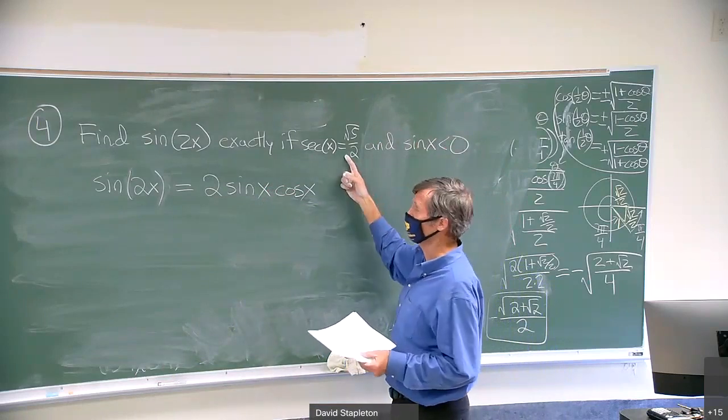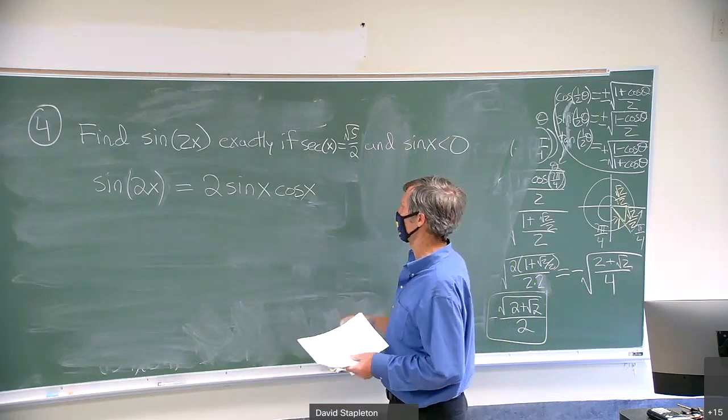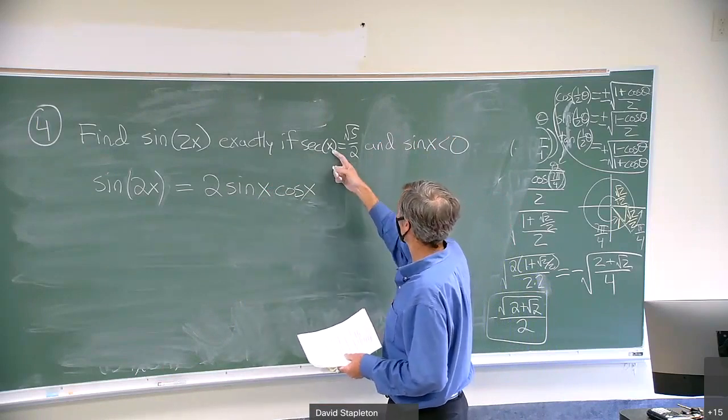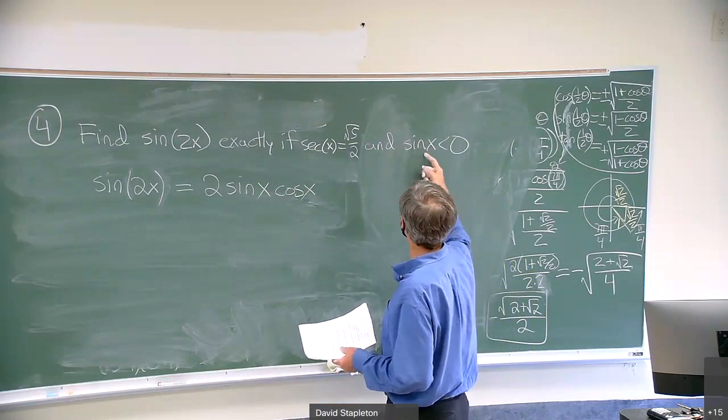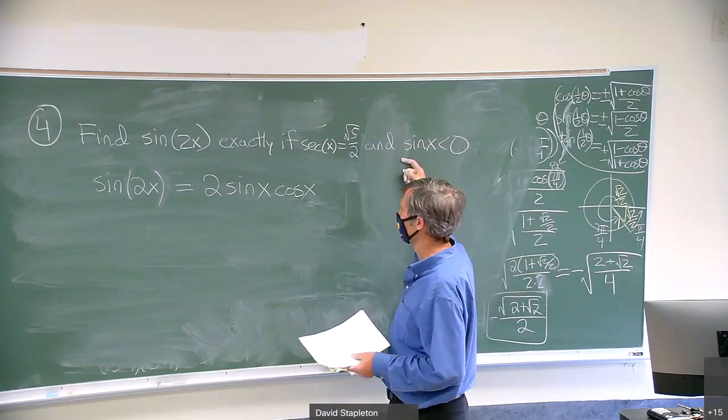So I need to know a quadrant also, or it'll have a plus or minus sign that's undetermined. But given a trig function in a quadrant, I can do it. Well, tricky, I didn't give you the quadrant. What am I going to do?